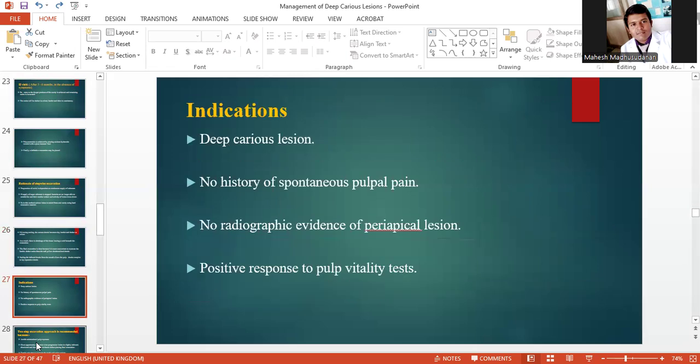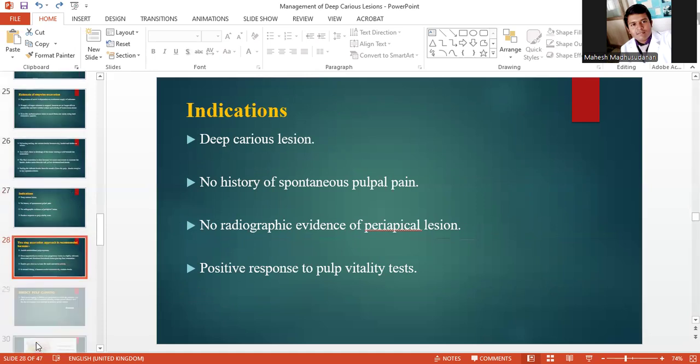And the indications include deep caries lesion, no history of spontaneous pulpal pain, no radiographic evidence of periapical lesion, and positive response to pulp vitality tests.